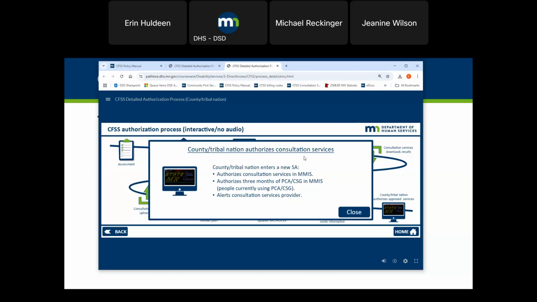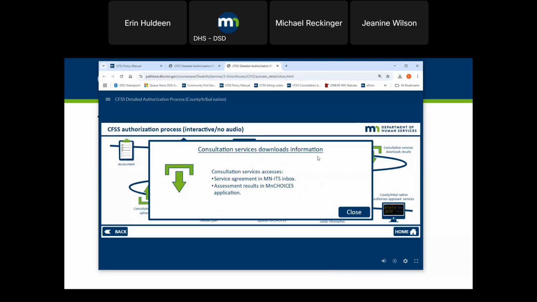If the person is currently receiving PCA or the consumer support grant, the lead agency is going to authorize an additional 6 months of PCA or CSG. So I apologize, on the screen, we still have 3 months. That was the timeline when we created this process, but it is now changed to 6. And we'll review that in the 6-month authorization in a few different slides. But the lead agency is going to authorize 6 months of PCA or CSG if that is the service the person is currently using. And then they're going to alert the consultation services provider that they can begin working with the individual.